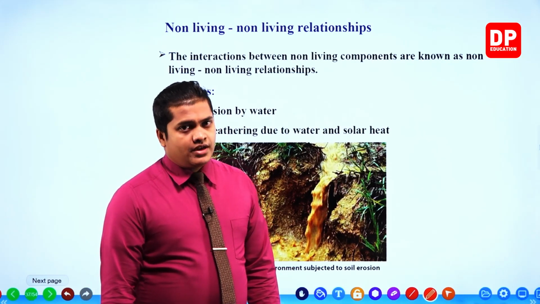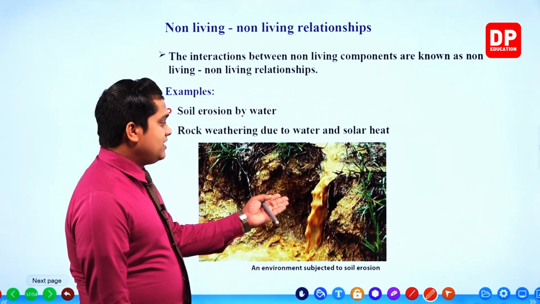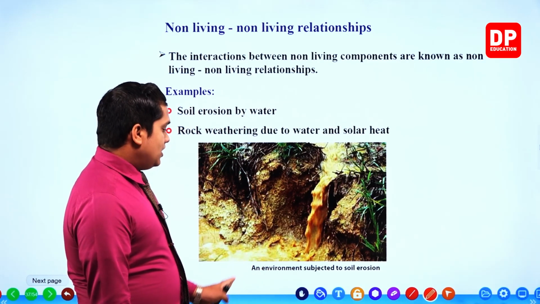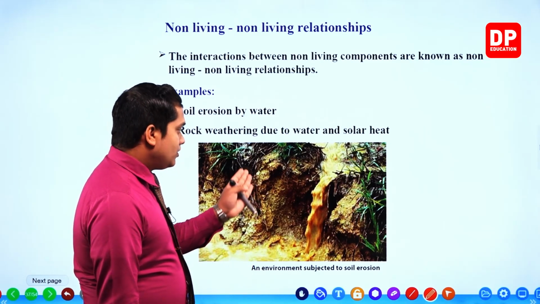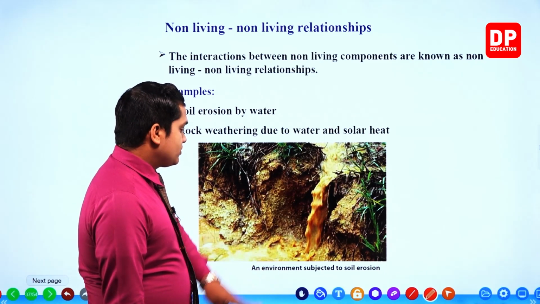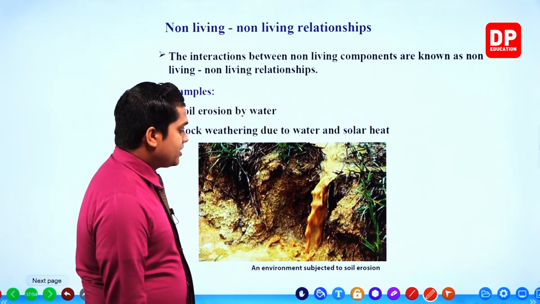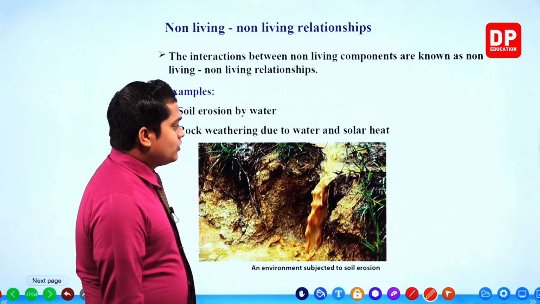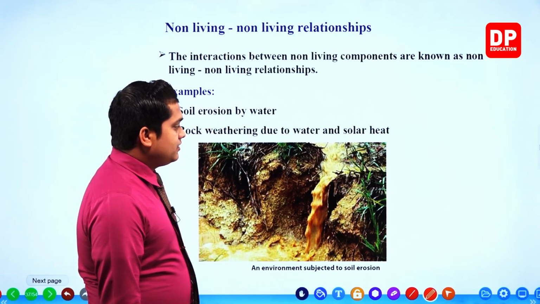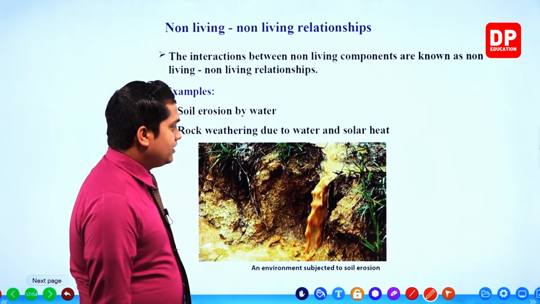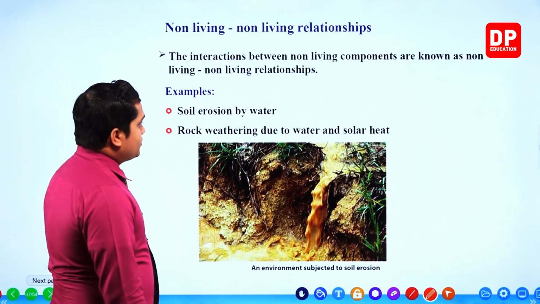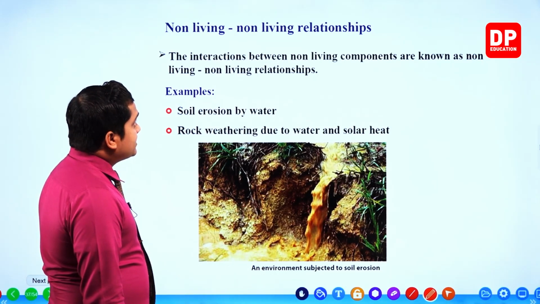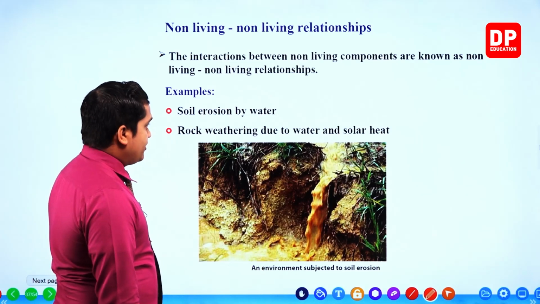Here you can see within the figure also a pond, right? A pond subjected to water. Here it shows an environment which is subjected to soil erosion. Water is the main reason within this figure for the soil erosion process. So soil erosion by water is a good example for a non-living relationship.